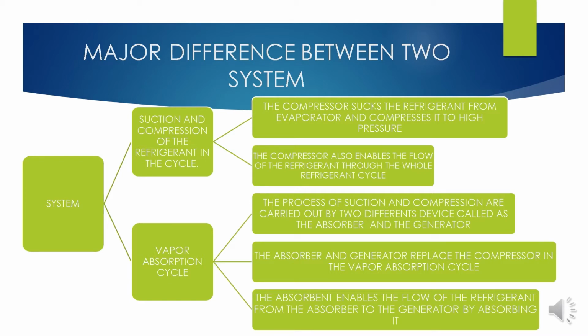The second system is the vapor absorption cycle. First, the processes of suction and compression are carried out by two different devices called the absorber and the generator. Second, the absorber and the generator replace the compressor in the vapor absorption cycle. Third, the absorbent enables the flow of the refrigerant from the absorber to the generator by absorbing it.